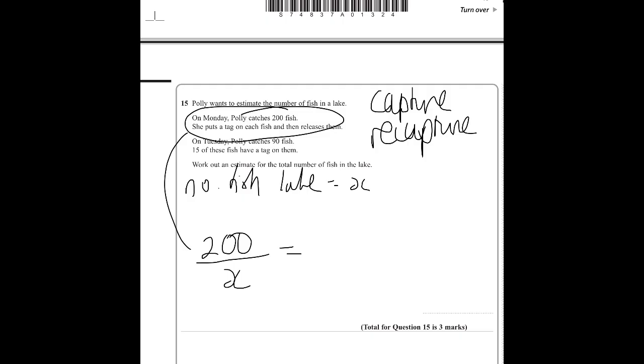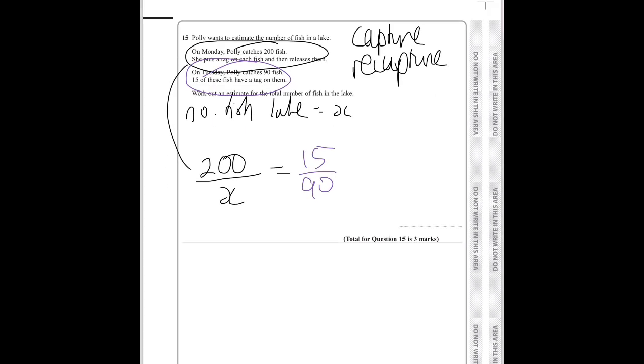Now, what we say about this fraction is, well, this fraction actually should be identical, right? So on the second day, she caught 15 out of 90. So the way capture recapture works is we say 15 out of 90 is the same as 200 out of the whole lake. So that's sort of your starting point. That's the first fraction you want to write.